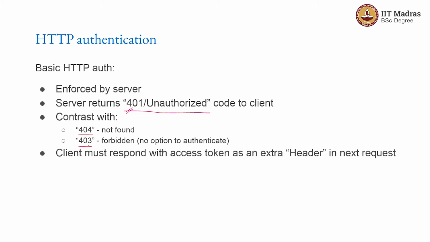401 is a little bit more nuanced than that. It's not saying it's outright forbidden. It's saying right now, given the information I have, this client is not authorized to access this. So how should the client authorize themselves? Typically that is done by responding with some kind of an access token.